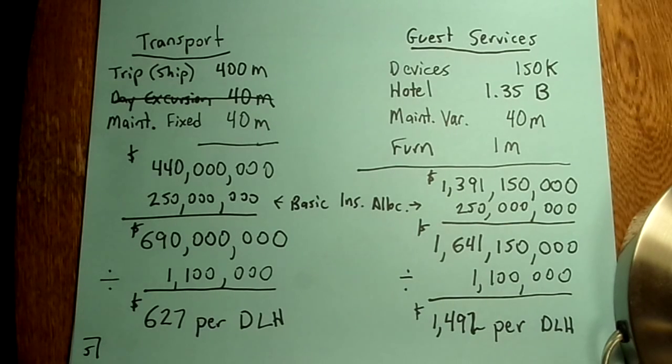Now, before we continue on, go over to guest services and see what I put there. Here I have the devices, $150,000. The space hotel, 1,350,000,000. And remember, that's an annual charge, so it can't be allocated over multiple years. I determined that the variable portion of the maintenance, remember there was a fixed 40 million and a variable 40 million, might be a guest service. And then remember, I had furniture costs of 10 million, and I decided that the furniture would probably last 10 years, and so the annual cost was 1 million.